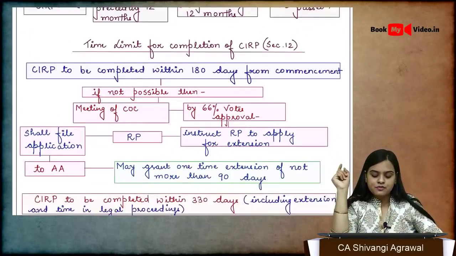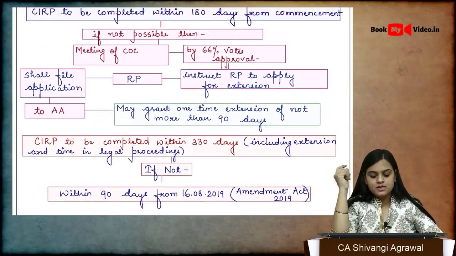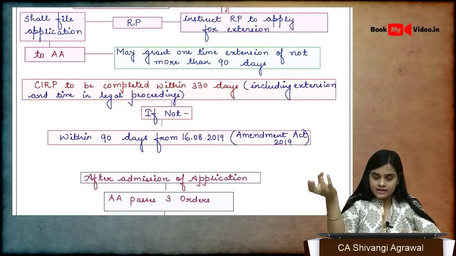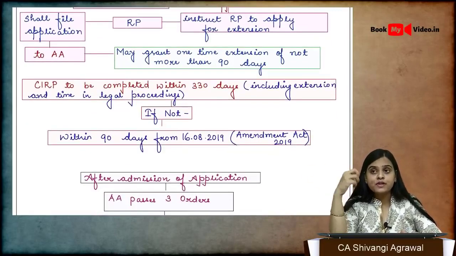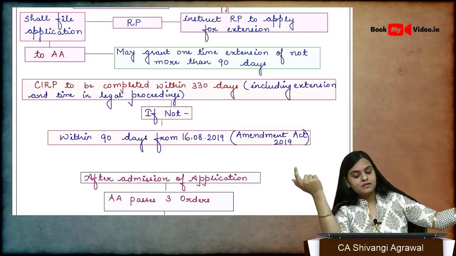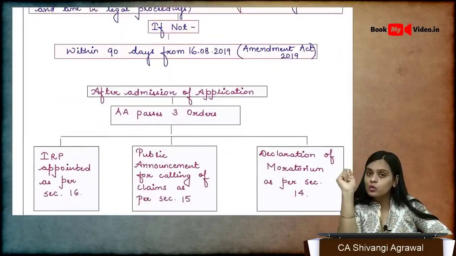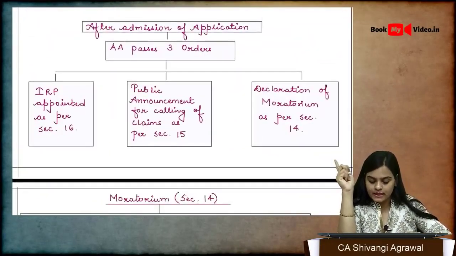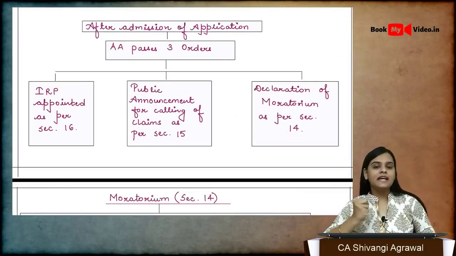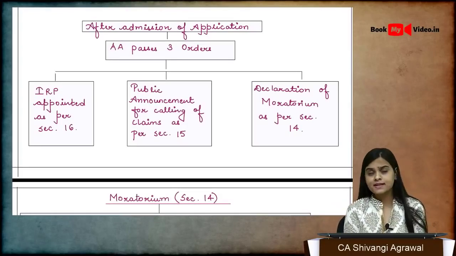A one-time extension of 90 days may be granted subject to approval. So the COC is going to approve by 66% votes in value that yes, we want an extension. Then the RP will apply for the extension to the adjudicating authority, and the adjudicating authority will grant it, but that extension cannot be granted more than once, and that too of 90 days only. Clear?